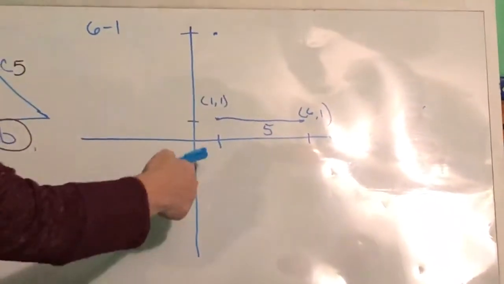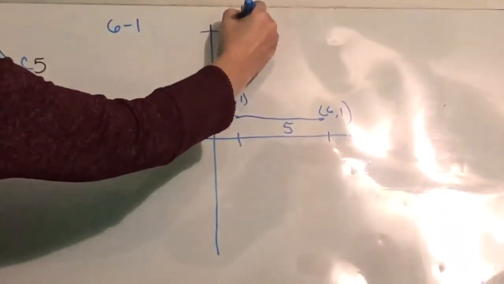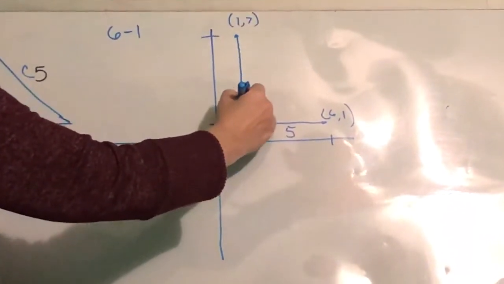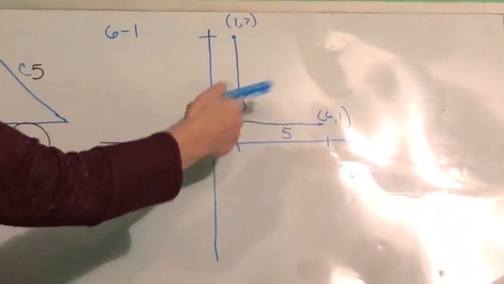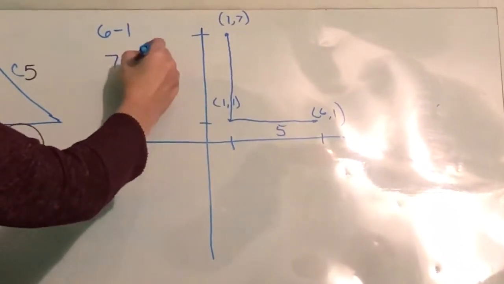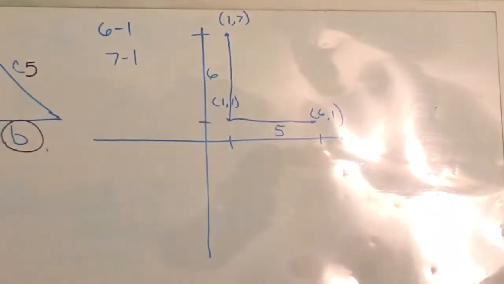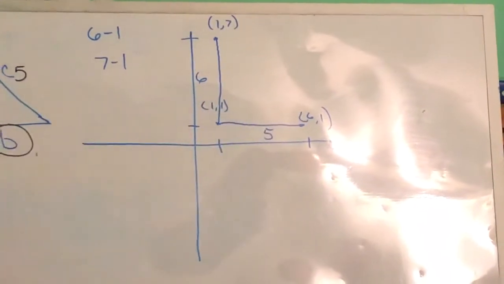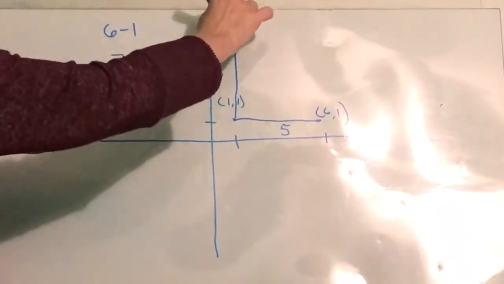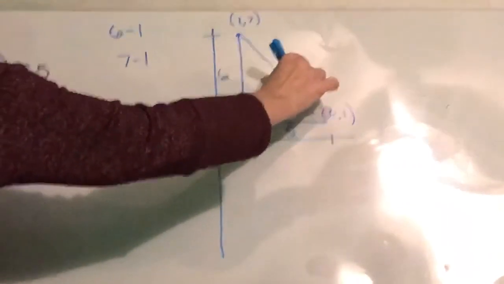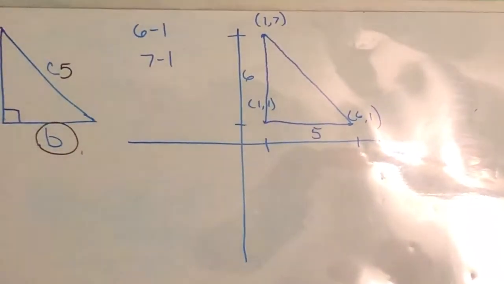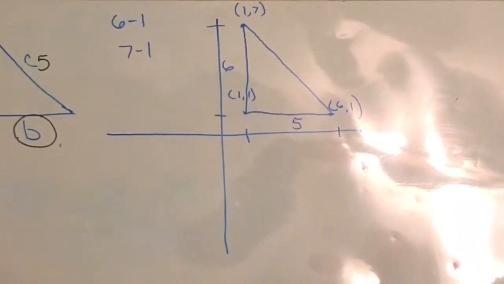Now assume I have another point here at 1, 7. Since this is straight up and down, a vertical line, I could find the distance here by subtracting the y values. 7 minus 1 would give me, in this case, 6. So we see we can find the distance on the horizontal scale or the distance on the vertical scale very easily. But when it comes to finding how far it is from 1, 7 to 6, 1, we don't have a method that works. We can't just do that by subtraction.